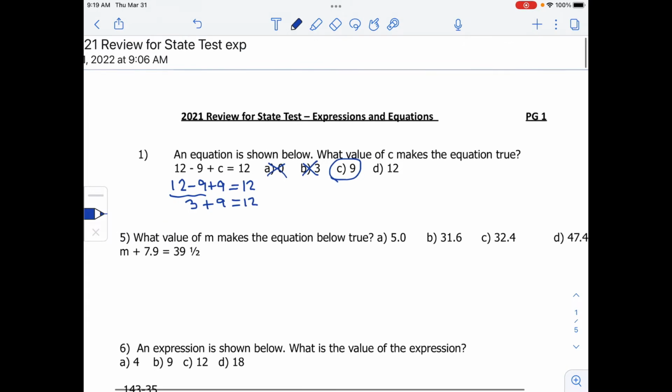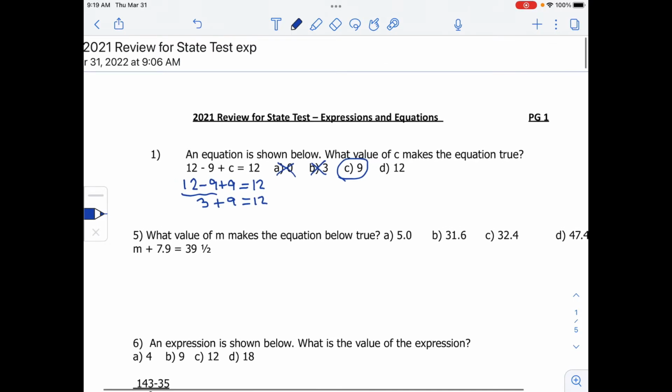Number 5. What value of m makes the equation below true? So we've got some choices here, 5, 3, 31 and 6/10, 32 and 4/10, and 47 and 4/10. And again, we'll use some substitution here to see what works. We'll start off with 5. I know substituting 5 in here automatically will not work. 5 plus a number that's close to 8 is 13. That's nowhere close to the 39.5 we expect to get to. So it is not 5. 5 is not a solution.